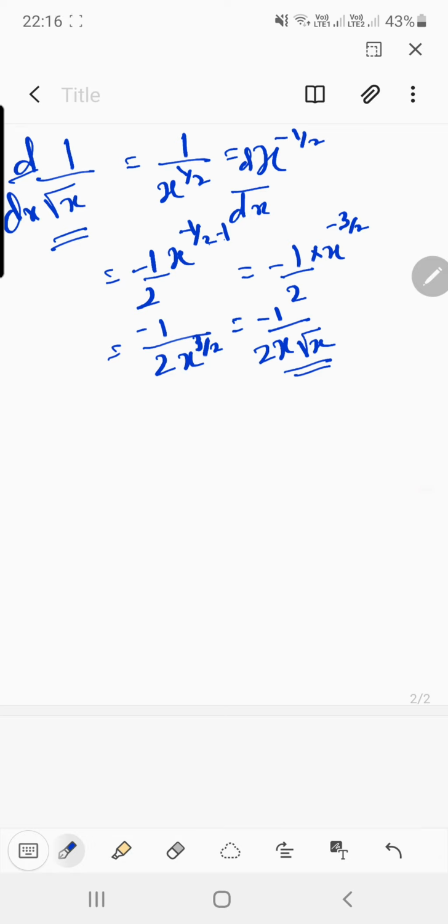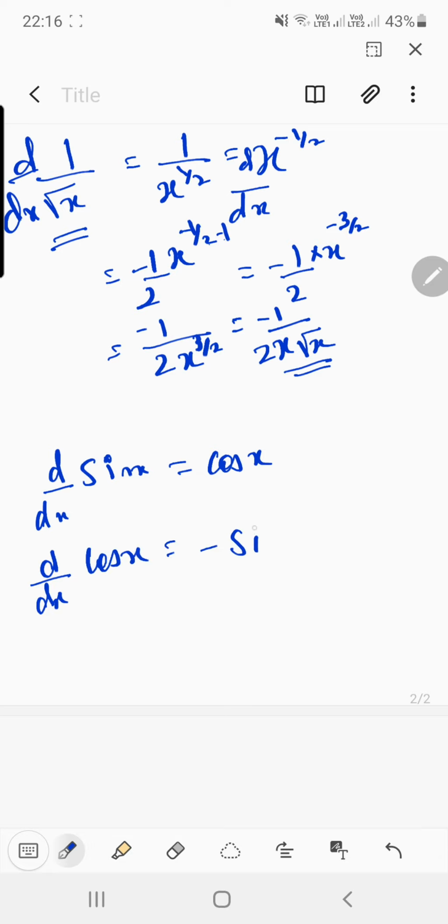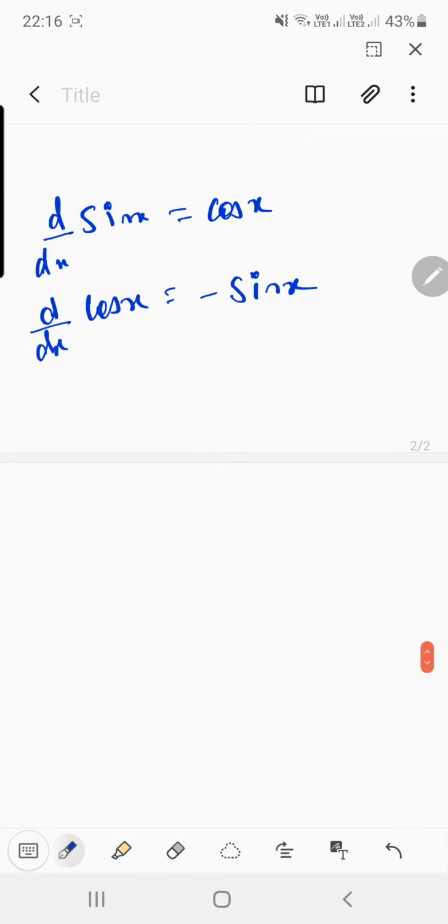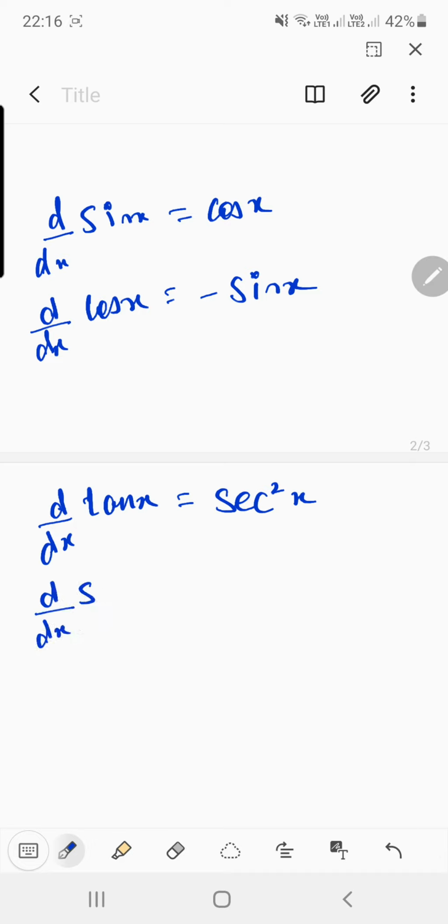Now let us move on to some other basic differentiation formulae. First one being differentiation of sin x, which is cos x, and the differentiation of cos x is minus sin x. Moving further, differentiation of tan x is sec square x, and differentiation of sec x is sec x into tan x.